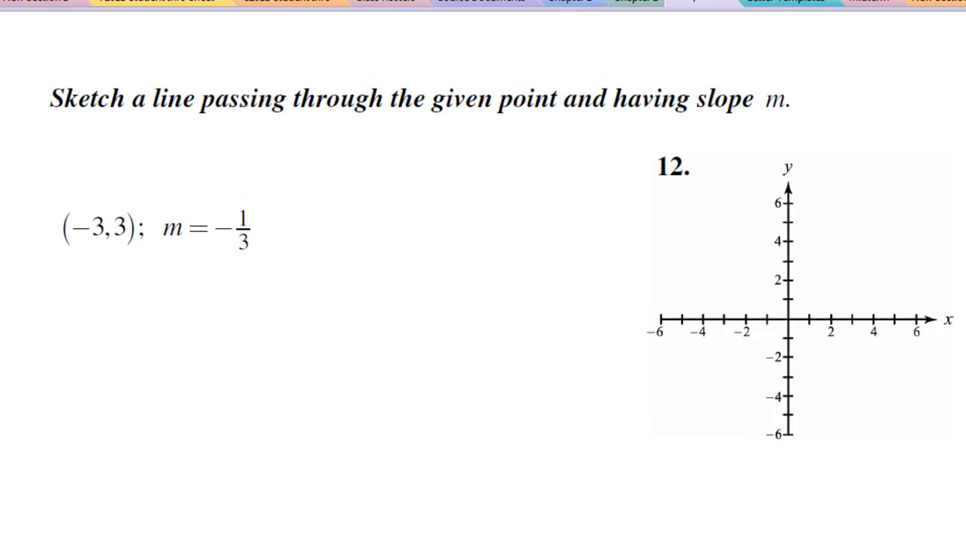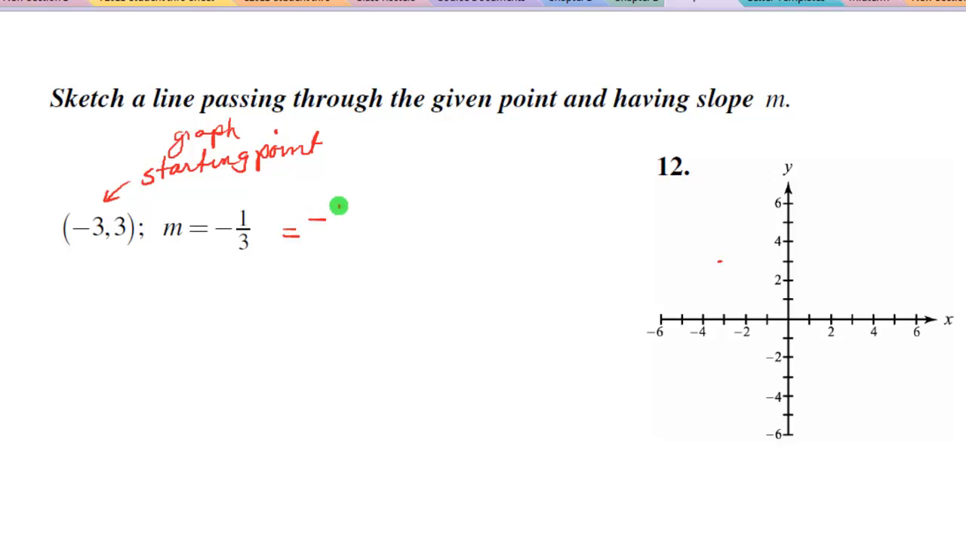Okay, sketch a line passing through the given point and having slope m. We're given a point, (-3, 3). We're going to use that as our starting point. We're also given the slope, which is -1/3. The first thing you want to do is graph your starting point, your (-3, 3). From there, you're going to use your slope to get more points.